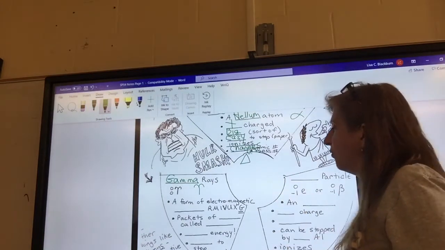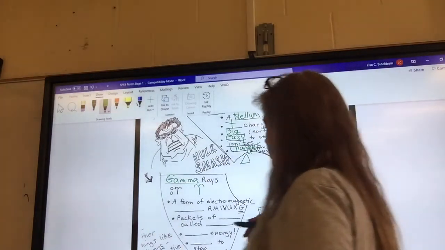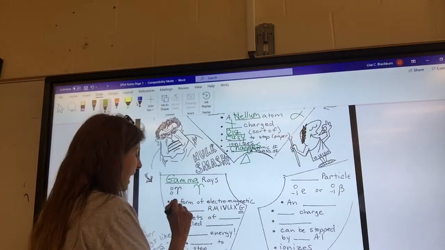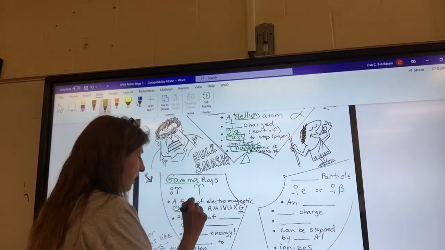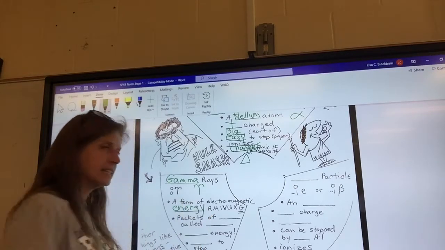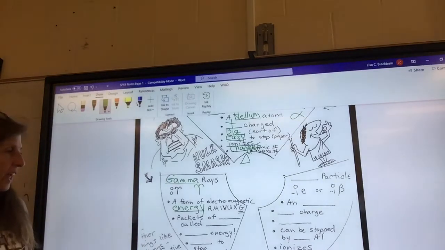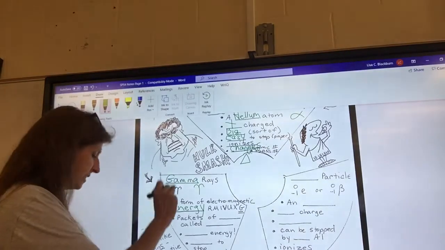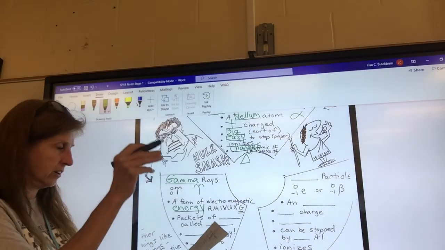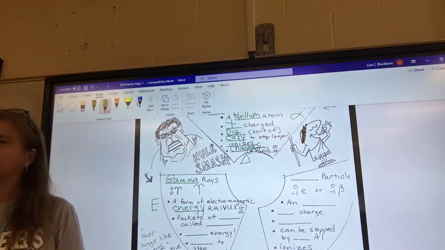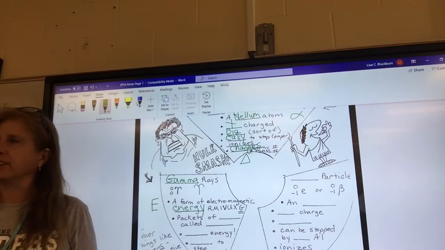Gamma rays are a form of energy, electromagnetic energy. It's a type of light. It's not visible light. It's high energy light. Very high radiation. The symbol for energy is capital E. Capital E. Got to learn your shorthands.